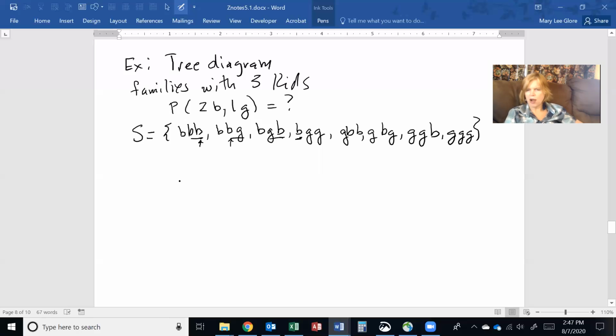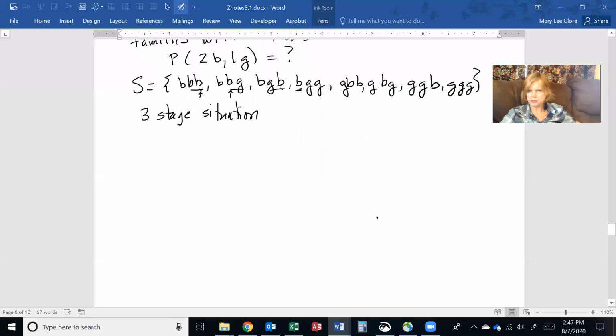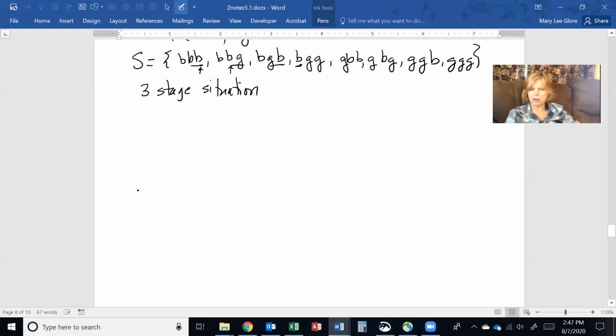When I have a problem like this with stages, where I have the first kid, then the second kid, then the third kid, this is a 3-stage situation. I can use what's called a tree diagram to come up with my sample space. So I can start with the first kid. The first kid is either a boy or a girl, and I'm going to draw a little tree there.